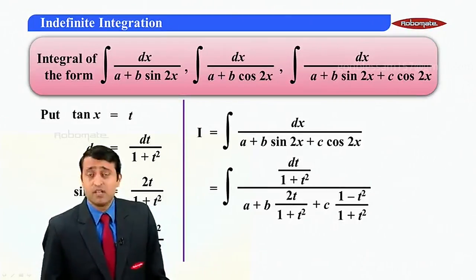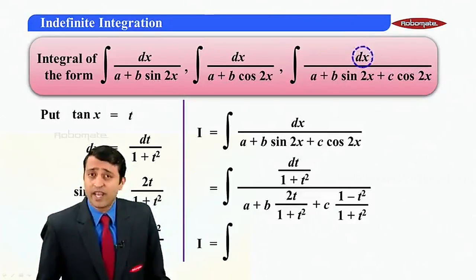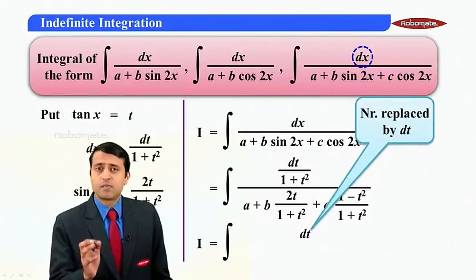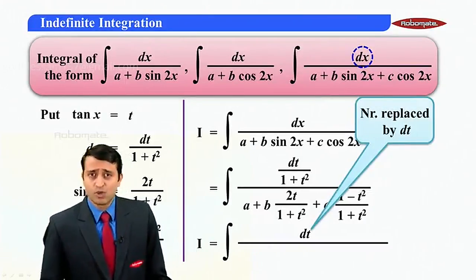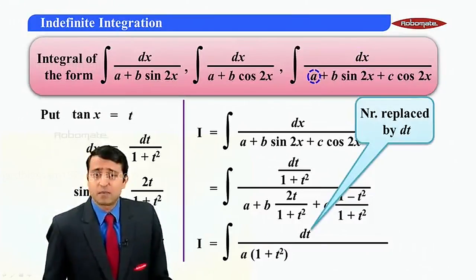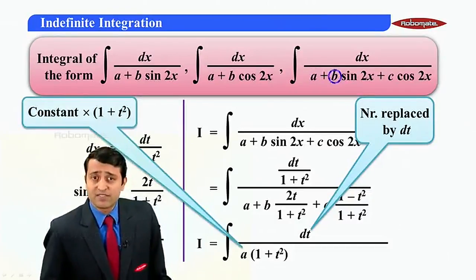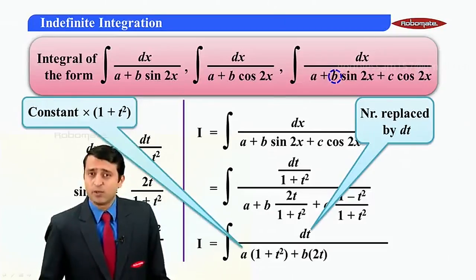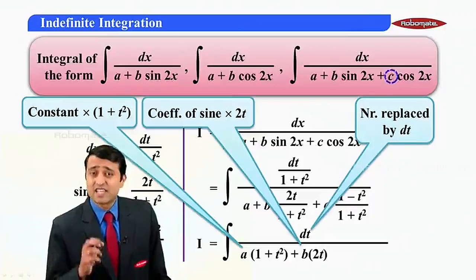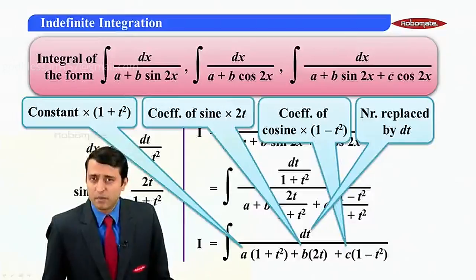We will take LCM. Now when we take LCM in the numerator, in place of dx, what I get is simply dt. That is, the numerator should be replaced by dt. Also, the constant term, which is a, gets multiplied by 1 plus t square. So, that is what I need to remember. The coefficient of sine, that is b, gets multiplied by 2t, and the coefficient of cos, that is c, gets multiplied with 1 minus t square. And these are the things which I need to remember.